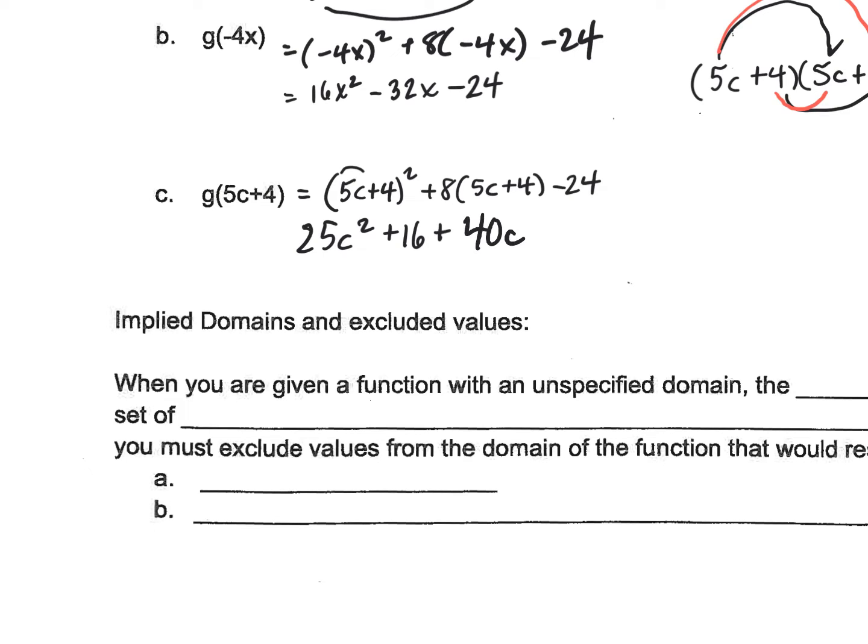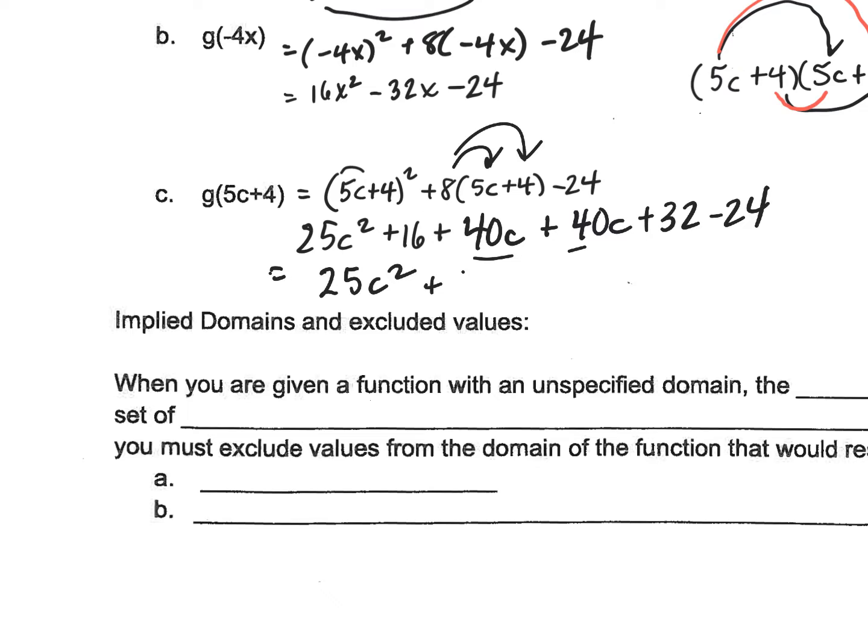Square, square, double, guys. Or you could do square, double, square if you like everything in order. And then we can distribute this, can't we? So what is that? And then we just straighten things up. 25c squared. We got 40c and 40c is. And then we have 16 plus 32 is 48 minus 24 is. And we got an answer.